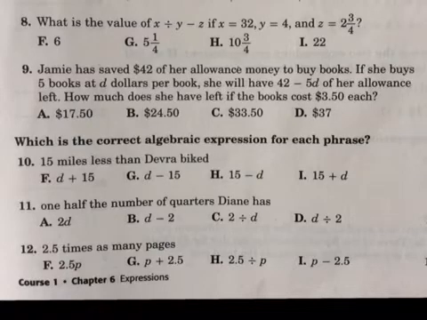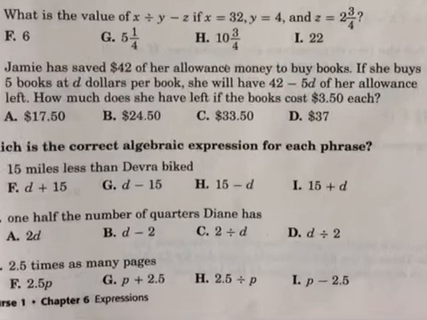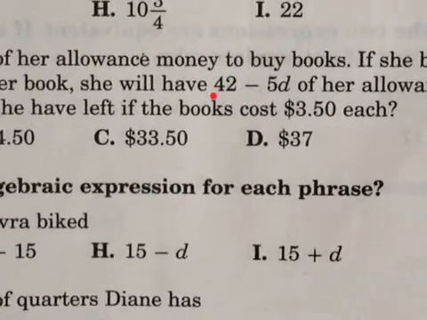Number 9. Jamie has saved $42. Okay, so we start with the $42 of her allowance money. This is our starting number. She uses that allowance money to buy books. If she buys 5 books at D dollars, now we don't know how many dollars we have, right? But we know it's 5 of them, so it's going to be 5 times D. She will have $42 minus 5 times D. This is how much money she started with, $42, and we have to subtract the price of all 5 books. We don't know how much the books are, but we know there's 5 of them, so we multiply that together.